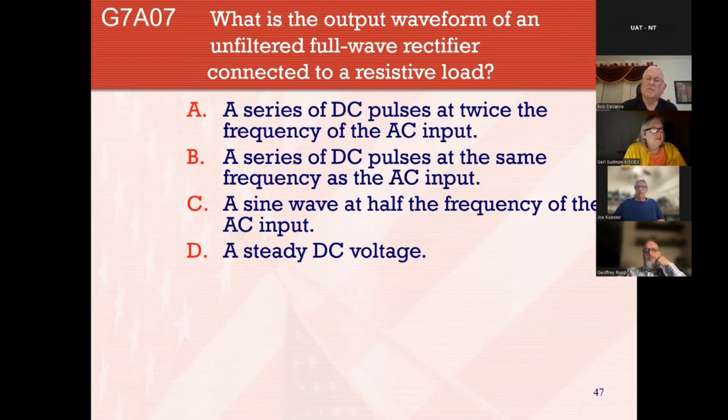DC pulse is the same frequency as the AC. A sine wave at half the frequency, or a steady DC voltage. Well, we know it's not going to be a steady DC voltage because there's no filtering. So what do we think? How about we go with A? At twice the frequency of the AC input, because each piece of each peak, positive and negative, is counted as one of those pulses. So if we had a 60 cycle in, then we would have a 120 cycle ripple, twice.